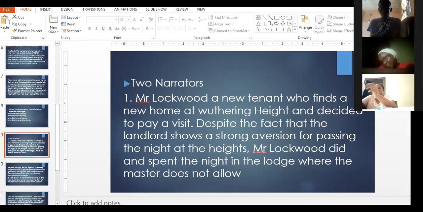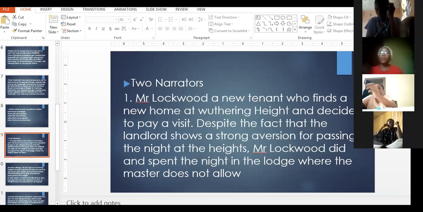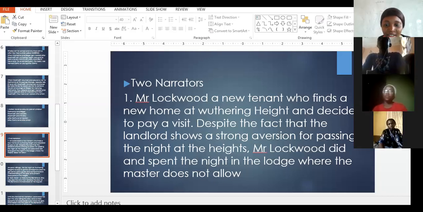Praise. Between Mr. Lockwood and Nellie Dean, who got his or her information based on what he or she came across, and who got the information based on the fact that he or she was actually there when it happened? Haruna. You can't unmute yourself. Yes. I asked a question, so I'm expecting your answer.